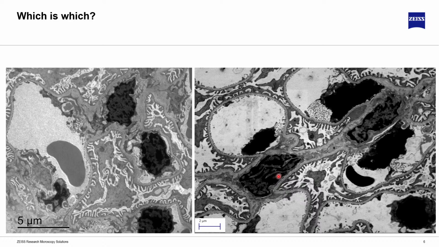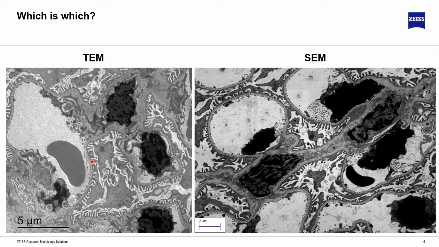Now, here, can you guess which is the TEM and which is the SEM image? Okay. Same: left is the TEM and the right is the SEM image. This is another sample from kidney. It's very difficult to identify which is which, of course, because of the high resolution that you can get from an SEM. Here you can see the red blood cell structure.